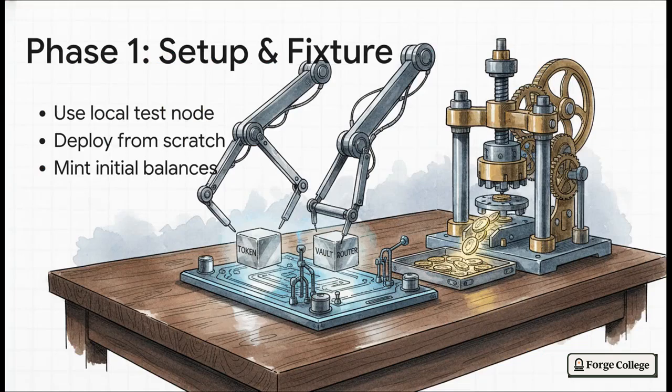Okay, let's build this out. Phase 1 is all about setup and fixtures. We start by setting up deterministic fixtures. So we deploy our fresh, clean contracts, that's the token, vault, and router, straight to a local test node. Then we seed the initial balances using a mint function. We have to do this deterministically, so our experiment is perfectly repeatable every single time we run it. We want absolutely no surprises here.